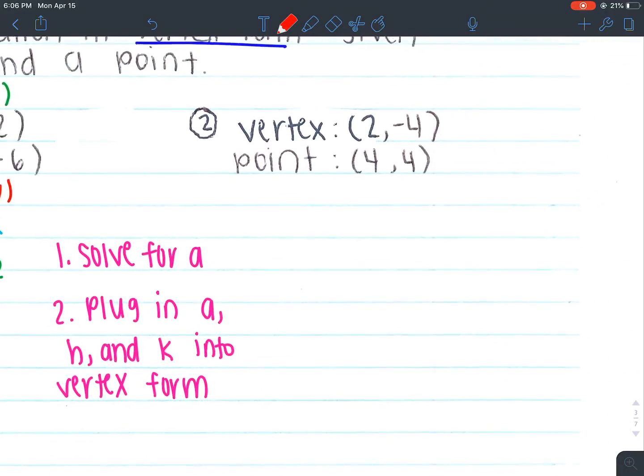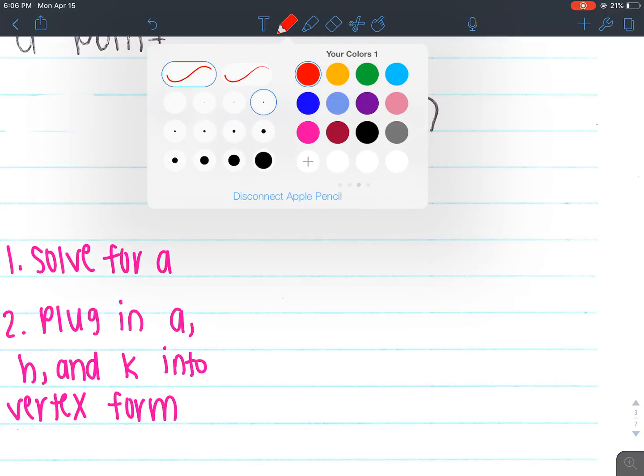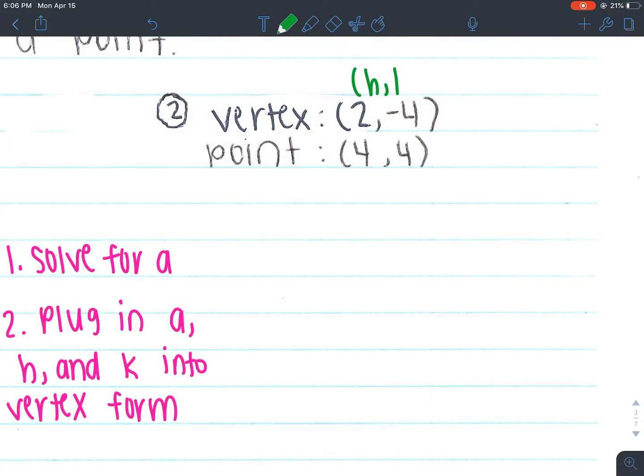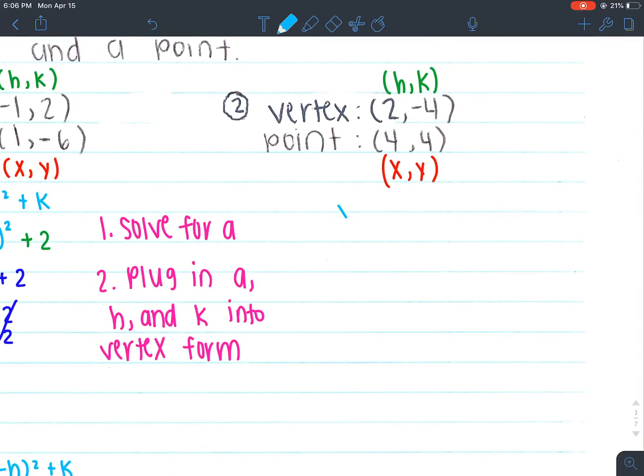So let's go ahead and do that. We know our vertex is going to be h, k, and your point is x, y. All right. So we have y equals a times (x minus h) squared plus k.